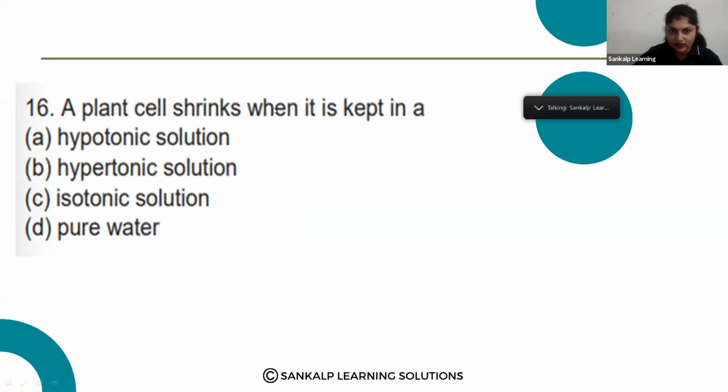A plant cell shrinks when it is kept in a... So there are four options. A, hypotonic solution. The question that we are solving today is hypotonic solution. Then B is hypertonic solution. C is isotonic solution. And D is pure water. So a plant cell, when it is kept in a solution, shrinks.